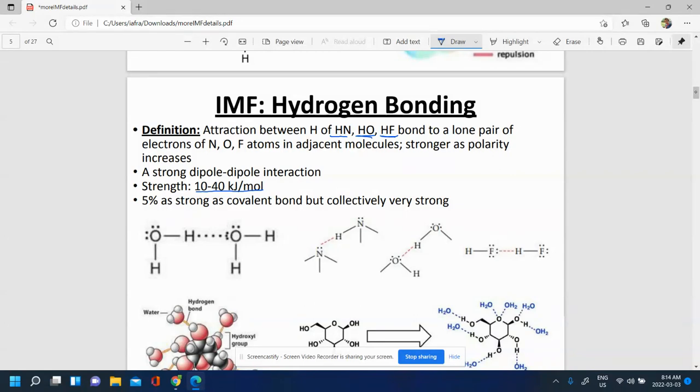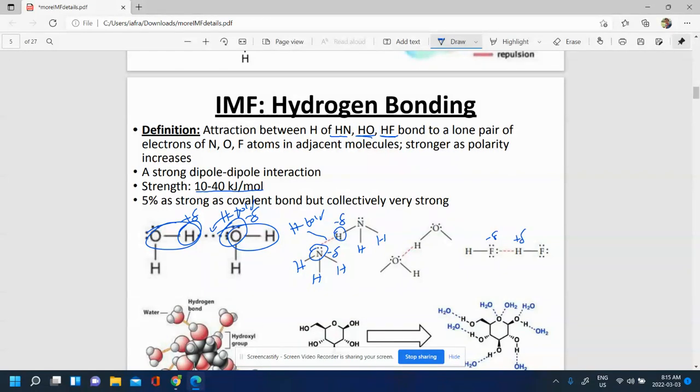So here we have two water molecules. This is a partial positive H of one water, partial negative O of another water. This is a dipole-dipole, but because it's between special groups of OH and OH here, we have a hydrogen bond happening. Here we have partial negative on ammonia, hydrogen bonding with a partial positive on another ammonia. And this would be another hydrogen bond.